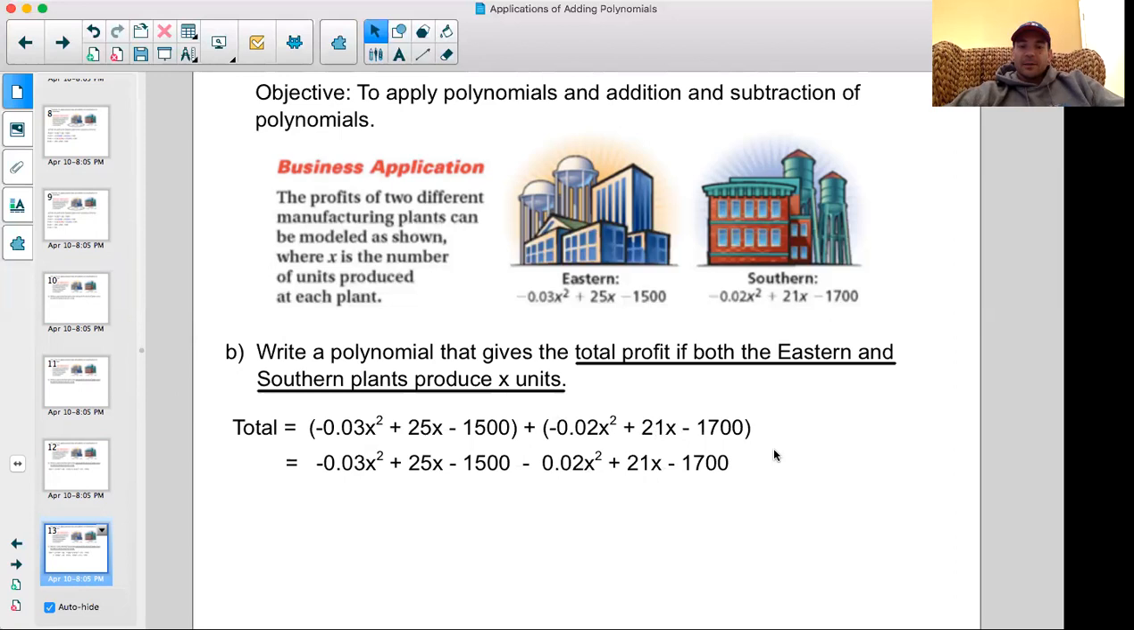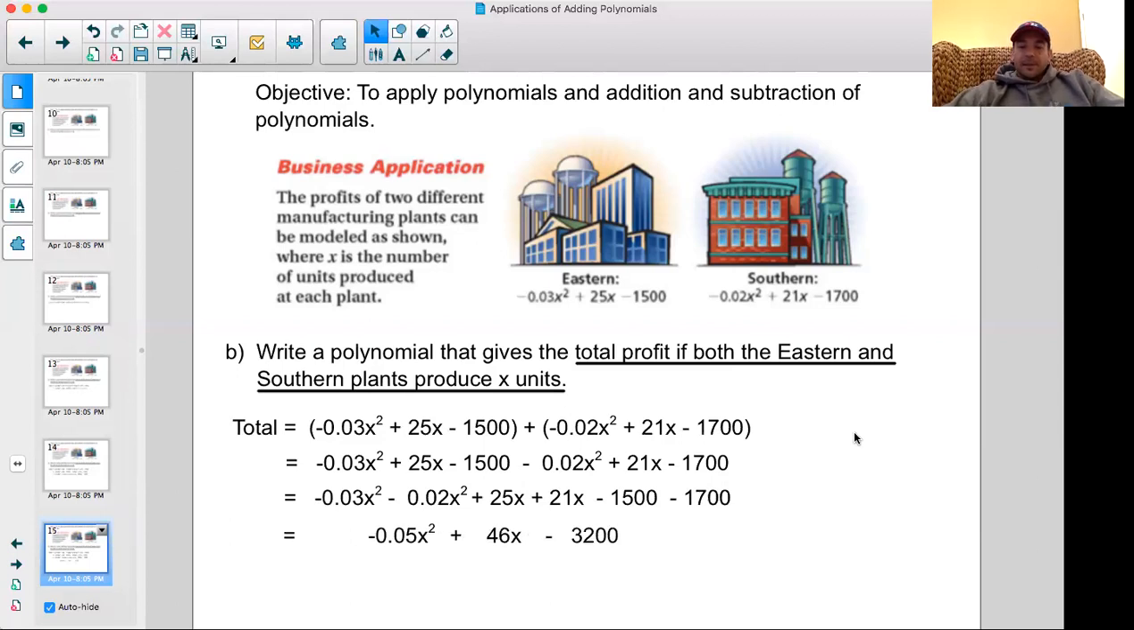Now it's a matter of finding like terms and organizing them. If you want to write them down, you can. If not, just know in your head that you have to find the 25x has to find the 21x. If they're next to each other on paper and that helps you, then go ahead and write that out like I did. And then we can combine those like terms. So I get my x squared term, my x term, and my constant term. They're unlike terms. They're all necessary parts of the final polynomial. That expression we just wrote is the profit at the two plants combined.